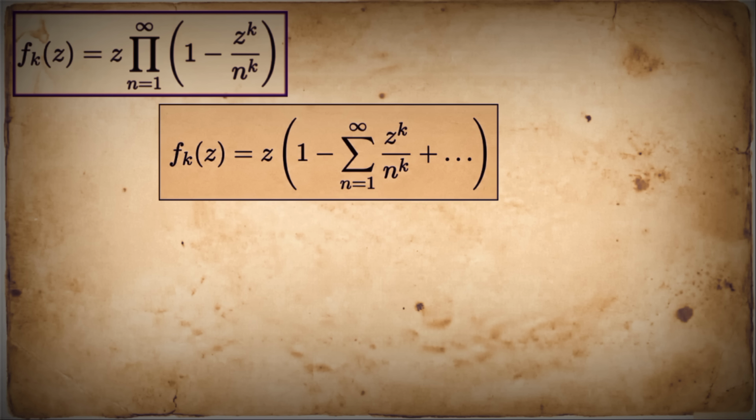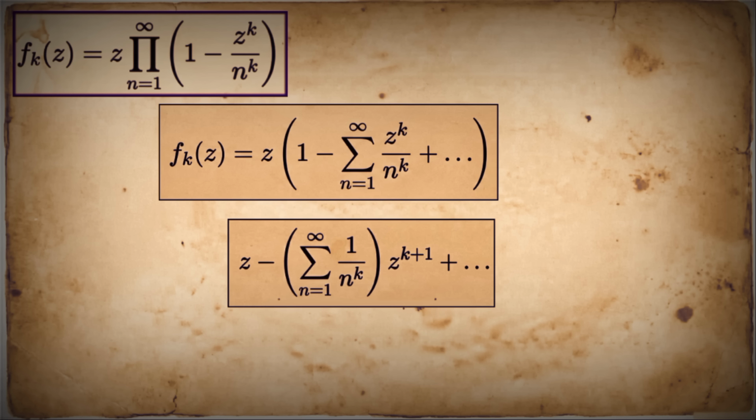Now expand this product as a power series in z. The product of all the factors 1 minus z to the k over n to the k, when expanded, starts with 1, and the next term is the negative of the sum over all n of z to the k over n to the k. Multiplying the entire thing by the leading z, the function starts at z, and the first correction is minus the sum of 1 over n to the k times z to the power k plus 1.